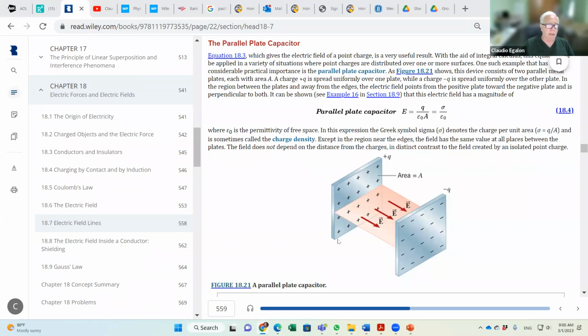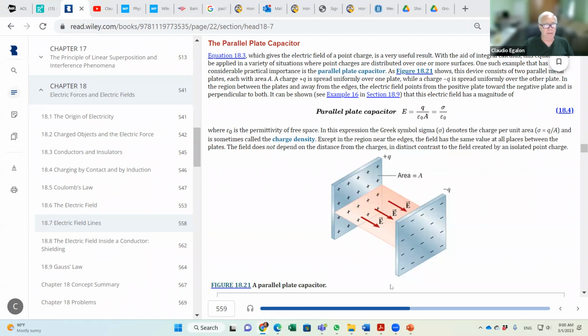So why is the parallel plate capacitor important? Because the parallel plate capacitor produces a uniform electric field. In the same way that the gravitational field nearby the Earth's surface is uniform, to first order approximation, the electric field is also uniform between the plates of this capacitor.